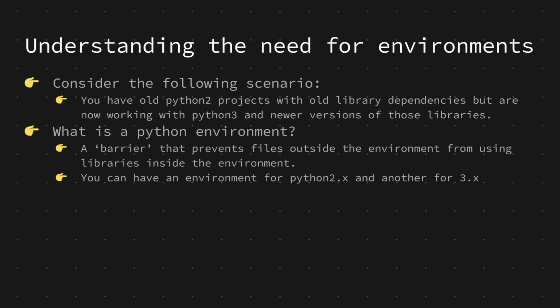So, understanding the need for environments. You can consider the following scenario. Say you have an old Python 2 project with old library dependencies, but are now working with Python 3 and the newer version of the libraries. This scenario made a little bit more sense a couple of years ago when Python 2 still had some support, but nowadays most systems won't even let you easily install Python 2. You kind of have to go out of your way to install it, but it may still apply to you, and nonetheless, you can extrapolate this to other versions of, let's say, some popular library.